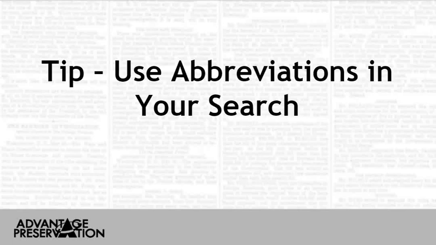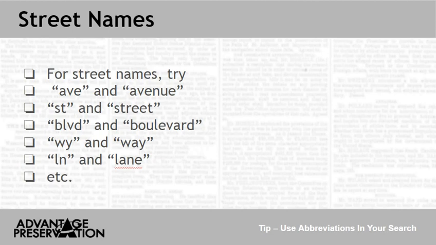In this tip, we're going to be talking about the use of abbreviations in your search. So let's look at some examples about how you can get more search results by using abbreviations. If you're doing an address search, for example, say somebody lived on 123 Elm Street, sometimes the whole word S-T-R-E-E-T might have been in the newspaper. On the other hand, it might have been an abbreviation, as in ST period.